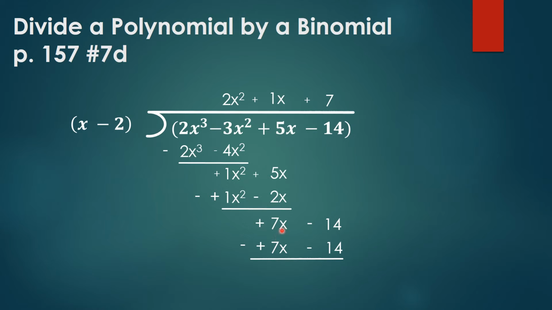Subtract the terms. 7x minus 7x is 0. Negative 14 minus a negative 14. Subtracting the negative is plus. So negative 14 plus 14 is 0. So again, the remainder is 0.